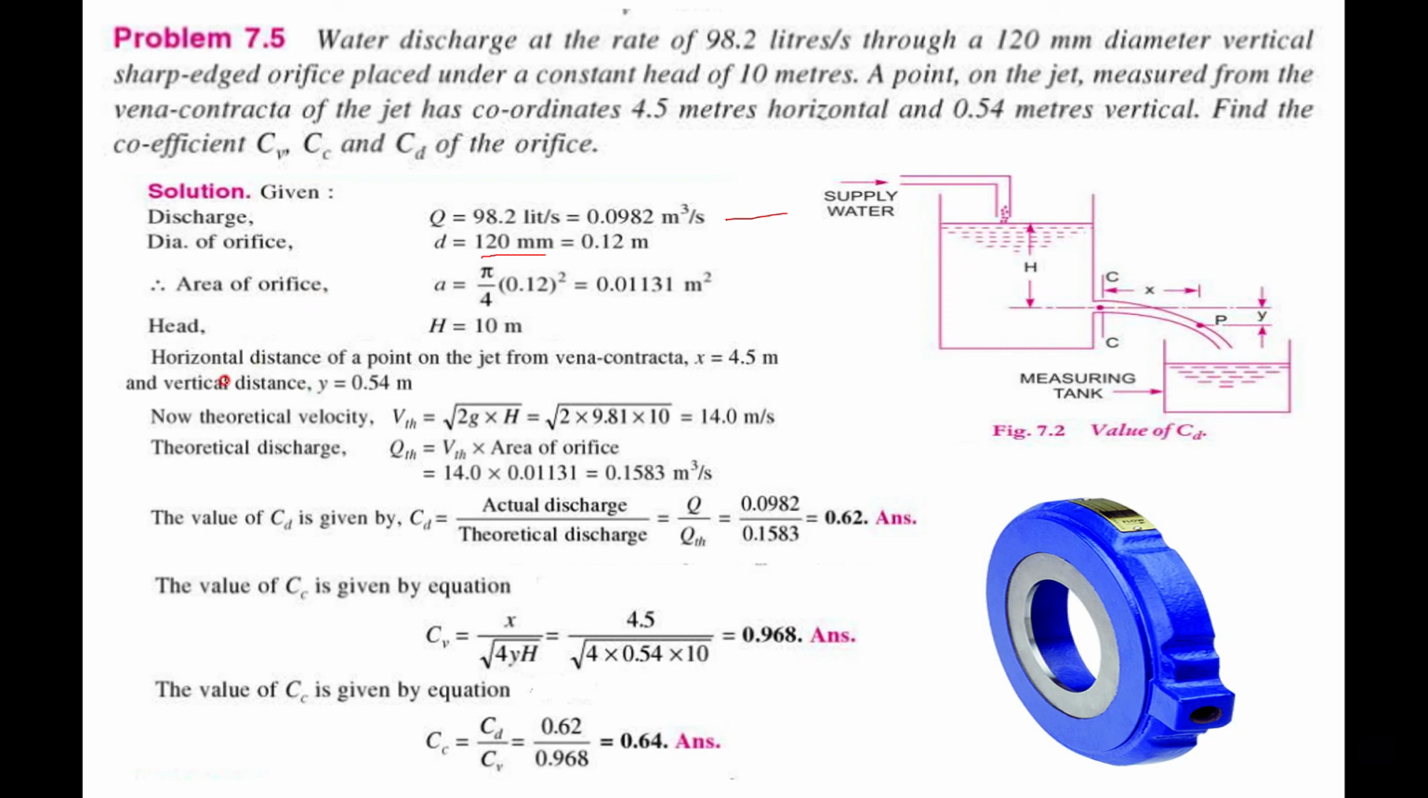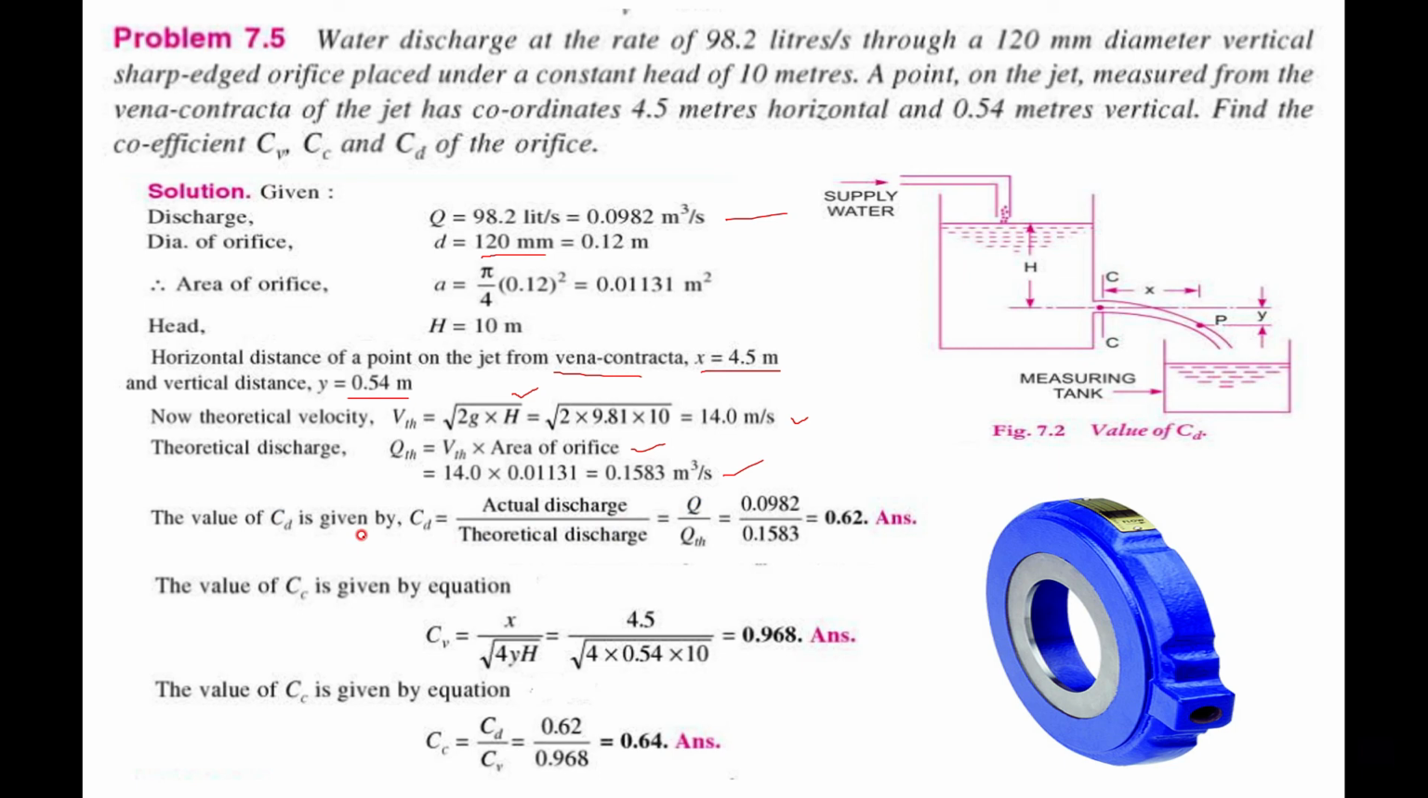Then the horizontal distance of the point on the jet from the vena contracta is given as 4.5 meters. So whatever the data is given, you write clearly in the given data neatly. Then the vertical distance is 0.5 meter. Then you apply the theoretical velocity formula as V theoretical equal to root of 2gh. Then substitute here 2 into 9.8 into 10, and you will get this theoretical velocity. Then the theoretical discharge is what? V theoretical into area of orifice, that is V theoretical into pi by 4 into d squared, which gives you this.